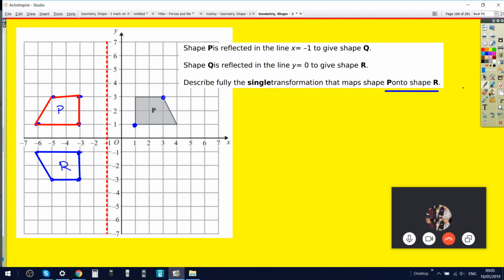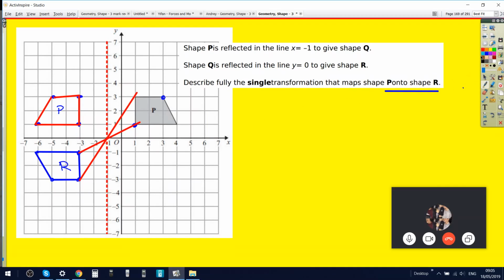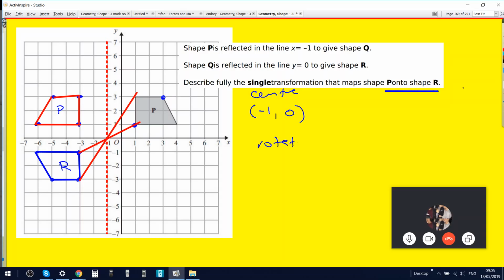So, let me just see. If I was to join up these two corners, and then join up these two corners, where do they cross over? They cross over at -1. Yeah. And so that's the center of rotation. Oh, right. So what do I need to say? Center, and its rotation.